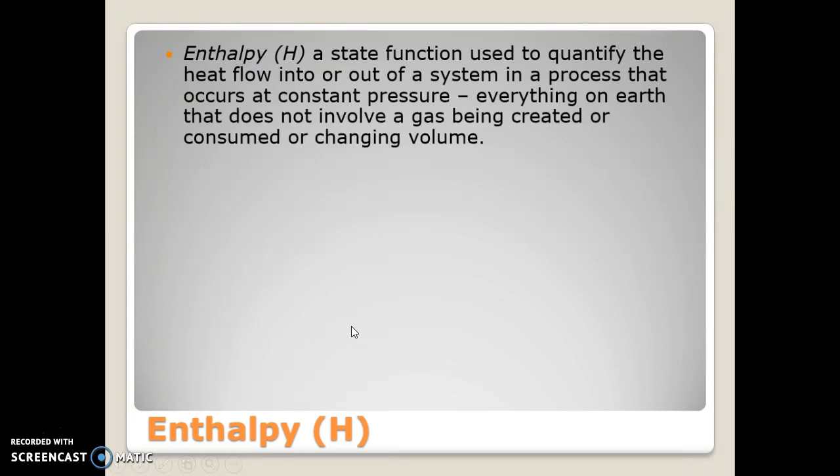All right, so enthalpy is something that we spent a lot of time on in first year. So how do we get from this energy and work and heat into enthalpy? Let's define it as well. Enthalpy is a state function used to quantify the heat flow into or out of the system. So it occurs at constant pressure.